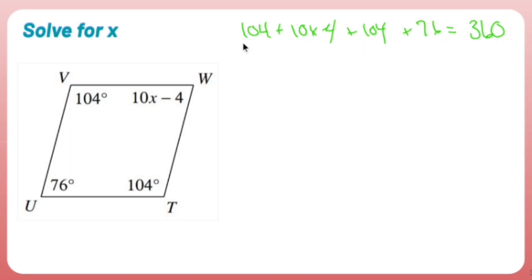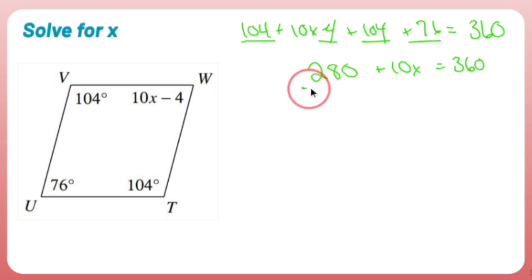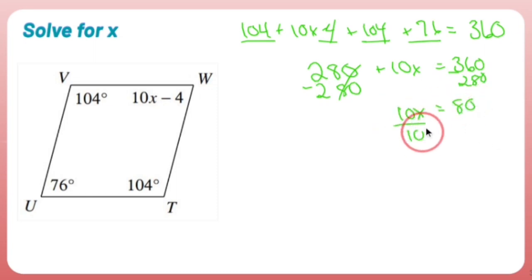So if we combine like terms, I have 104 minus 4 is 100, plus 104 is 204, plus 76 is 280. And then I have plus 10x equals 360. 2-step problem, subtract 280 from both sides, 10x equals 80. Divide by 10, divide by 10, and x equals 8, which is all I had to do.